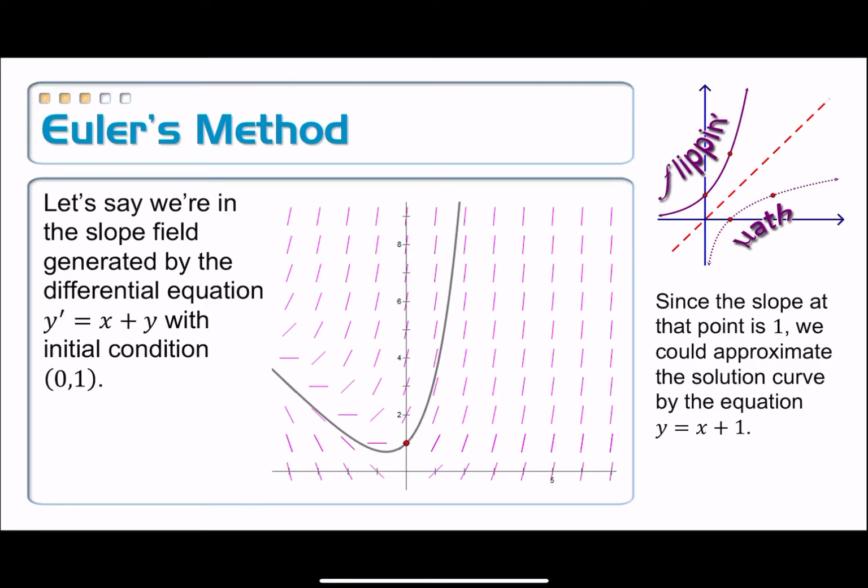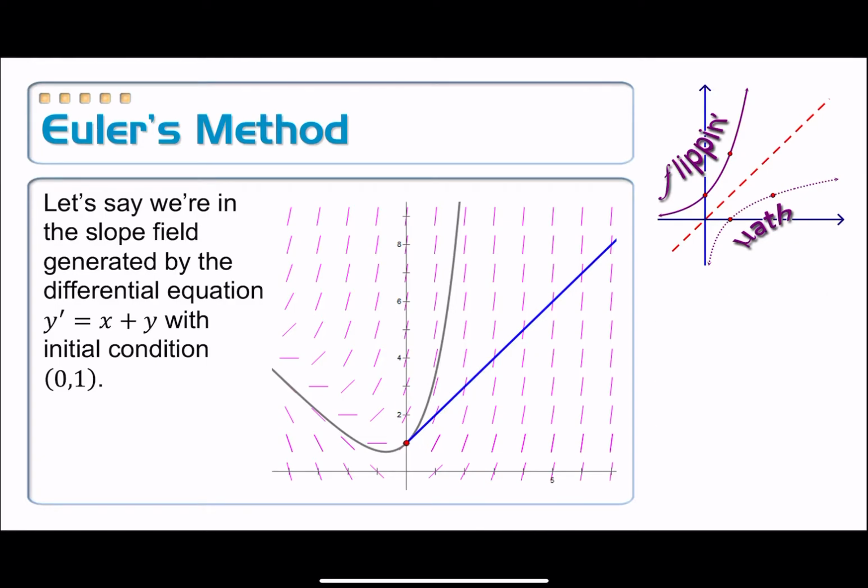At that initial condition (0, 1), if I plug that into the differential equation, 0 plus 1 is 1, so it should have a slope of 1 at that point, and it goes through (0, 1). So maybe we can use the equation y equals x plus 1 at that point to approximate the curve. It's not perfect, but it's dead on at that point, and it has the slope at that particular point. The further that we move to the right, the less and less accurate our answer is going to be. So we're going to have to fix that.